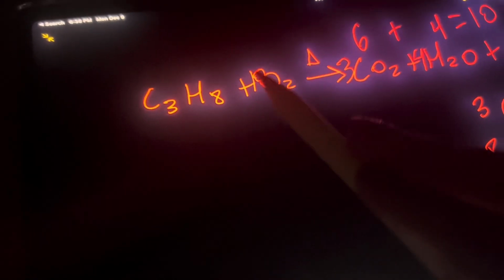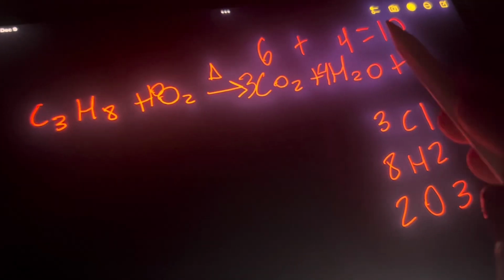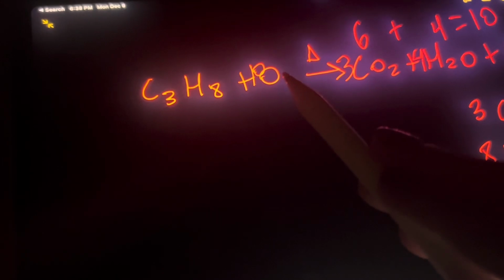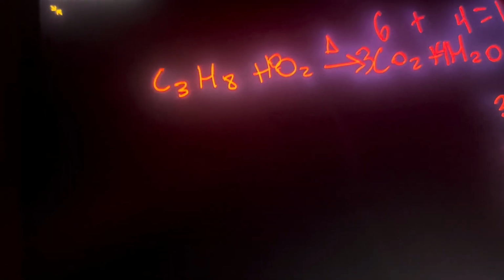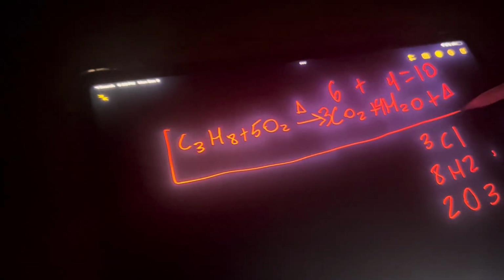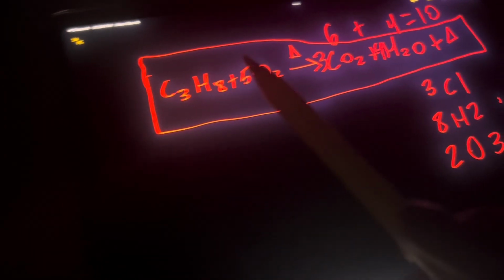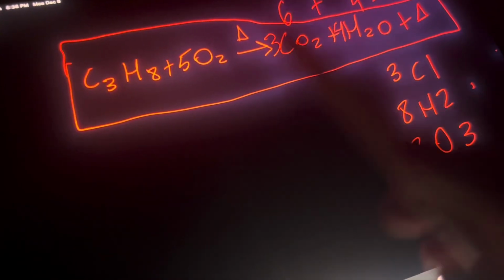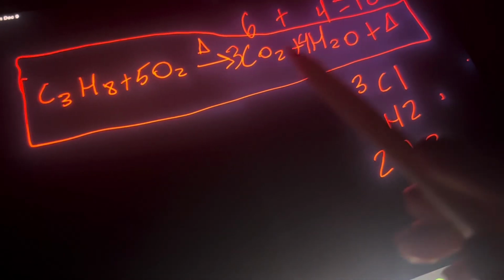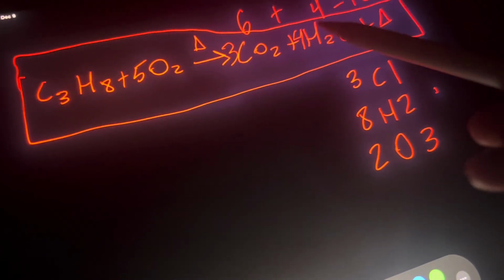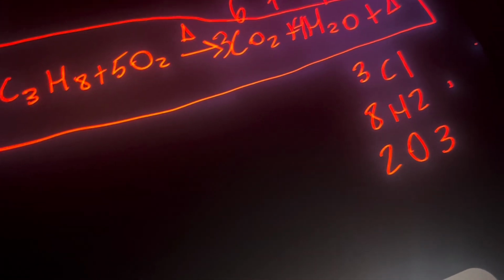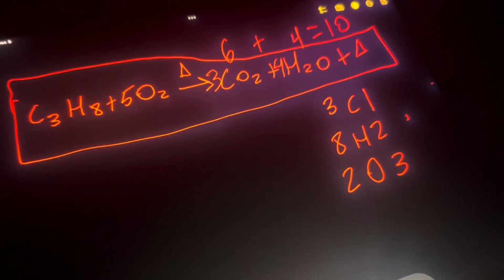Now we need to get this O2 to equal the total amount right here. So what are we going to have to do? Divide that 10 by 2. That's going to get us to 5 O2. And that is your balanced chemical equation. So we have propane plus 5 O2. Reactants are heated to yield 3 moles of CO2 plus 4 moles of water and heat.